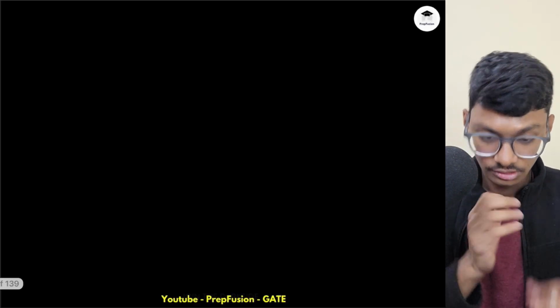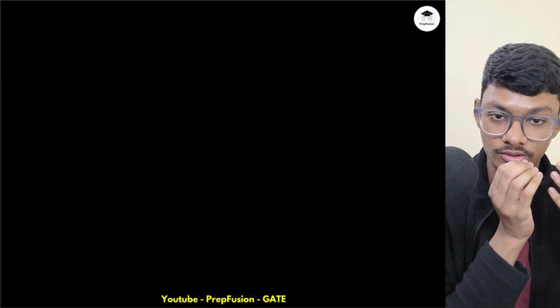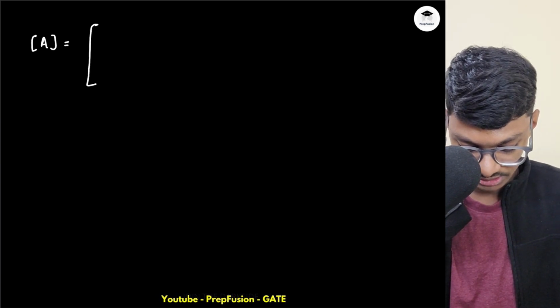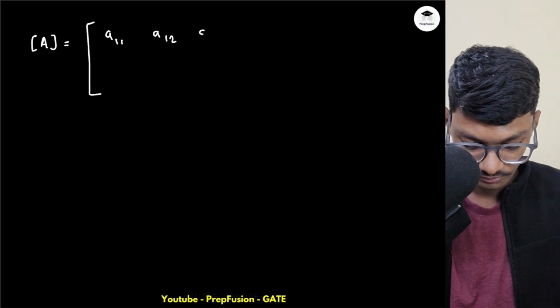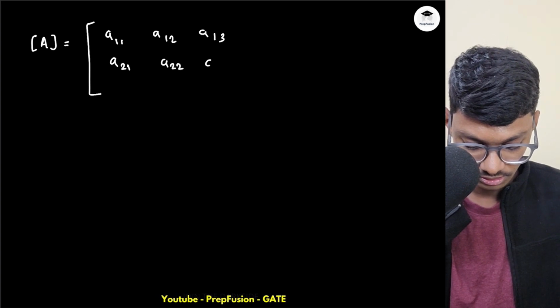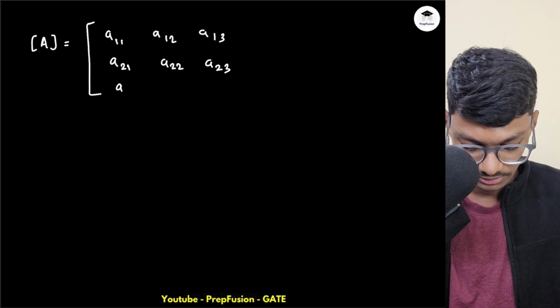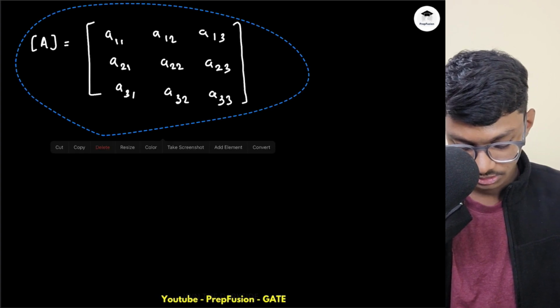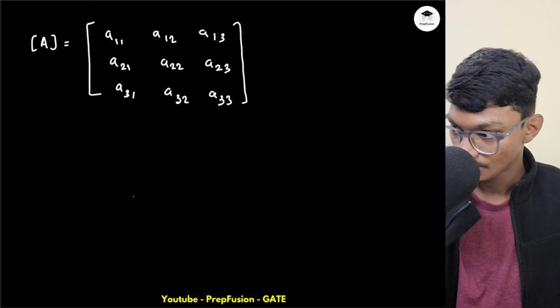So basically, you have to first write the matrix. Then only you will be able to understand things. So what is my A matrix? So let me write my A matrix. A matrix will be, it is a 3 cross 3 matrix, right? A11, A12, A13, A21, A22, A23, A31, A32, A33. Okay.